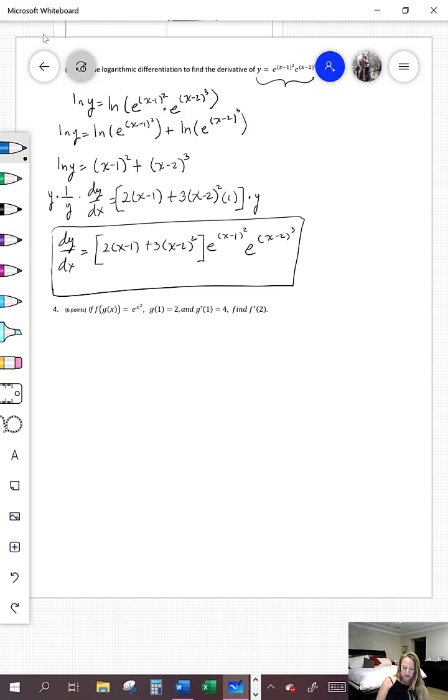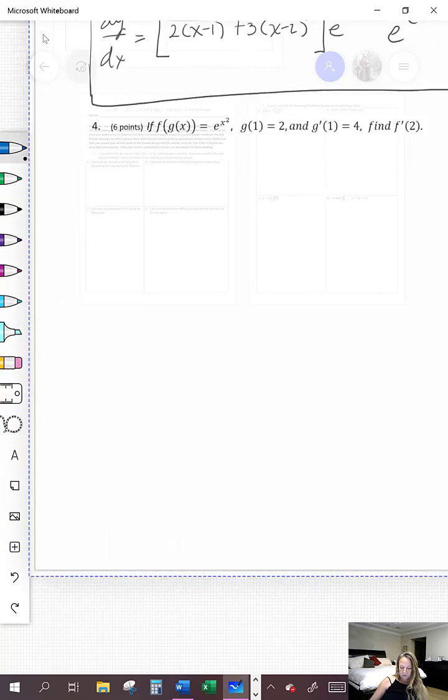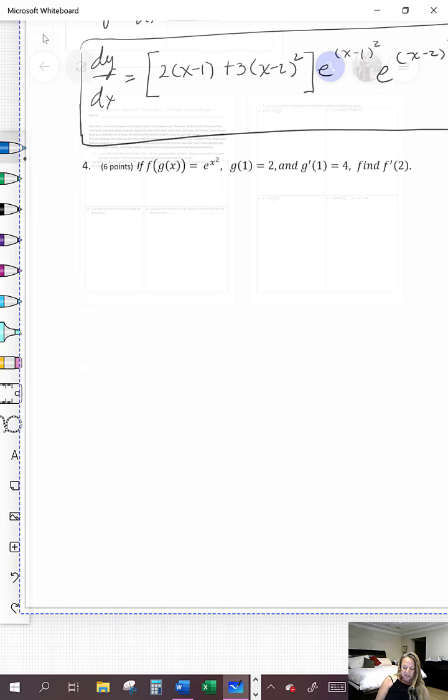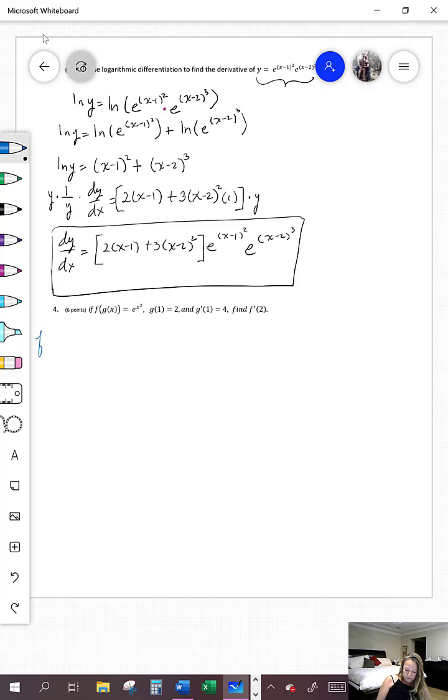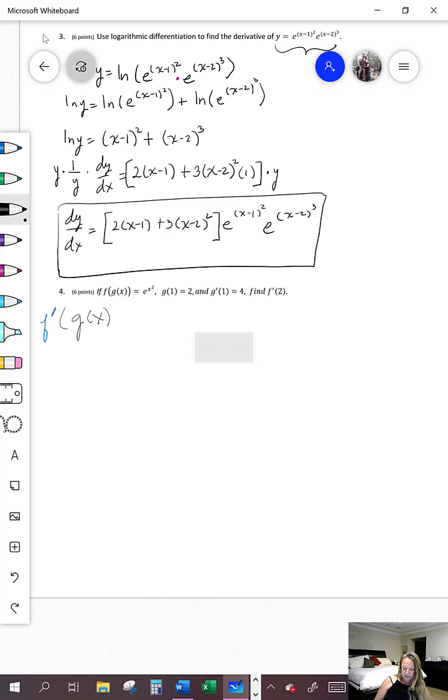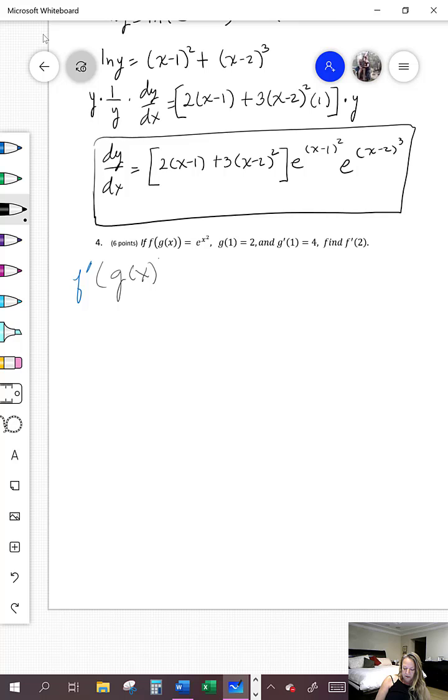And so when we use the chain rule there, the derivative of the outer function, which is f, will give us f prime of the inner function, which is g of x, all times the derivative of the inner function, which is g prime of x. This is equal to the derivative of the other side, e to the x squared. Derivative of e is just itself times the derivative of the exponent. Derivative of the exponent x squared is 2x, all times itself, e to the x squared.